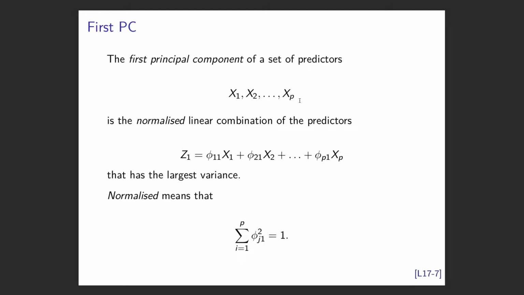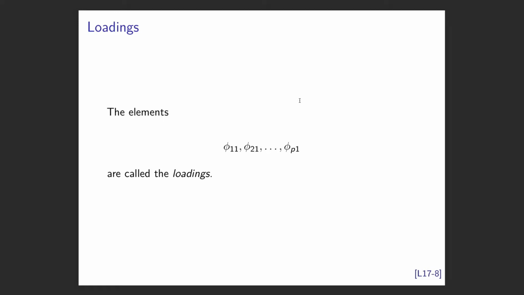Also, that will have some nice properties in a second when I actually derive it. The choice of the sum of phi squared, the fact that we've normalized the loadings, as we'll learn in a second, is to give some nice properties. As I said, these coefficients I multiply by are called the loadings. You see that in the terminology.